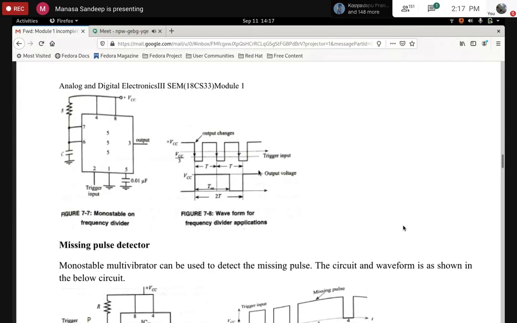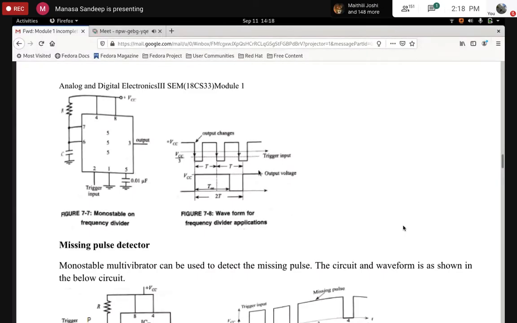So once it is done, the output will go high only when the next trigger comes. So in between we are skipping one trigger. That's how the frequency division takes place. We just skip one trigger in between. How do we do it? Just by choosing the values of RA and RC, keeping the t on period a little longer than t. That's all the story you need.